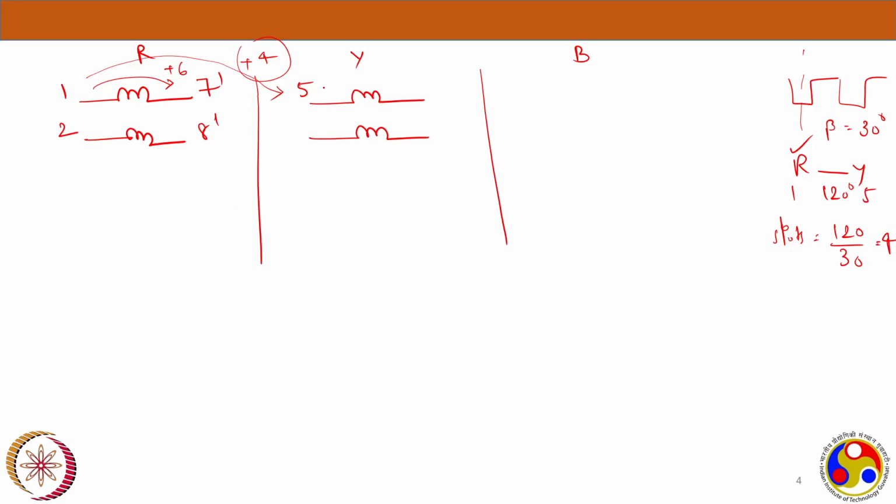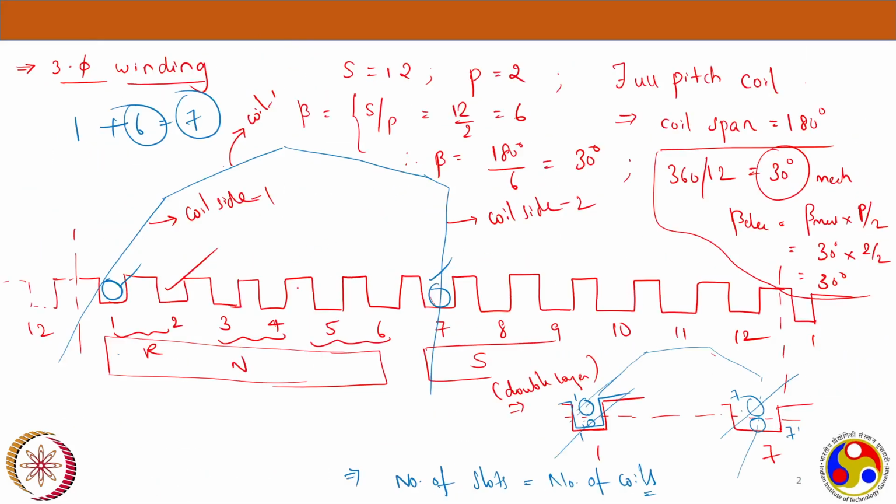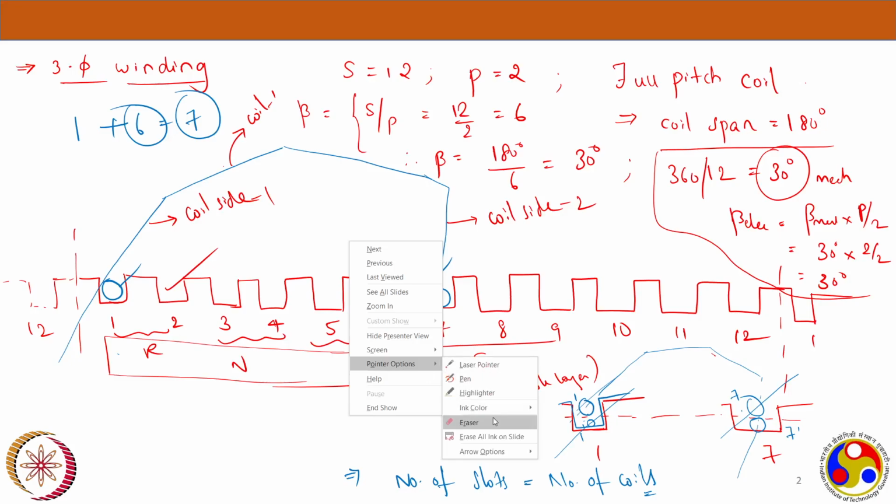Again, I told you all coils are similar, it's just displaced by some angle. Now if Y is starting at 5, this particular coil should end again at a 180 degree full coil span only: 5 plus 6, 11. So if I am placing another coil, that is Y, is there any other color?